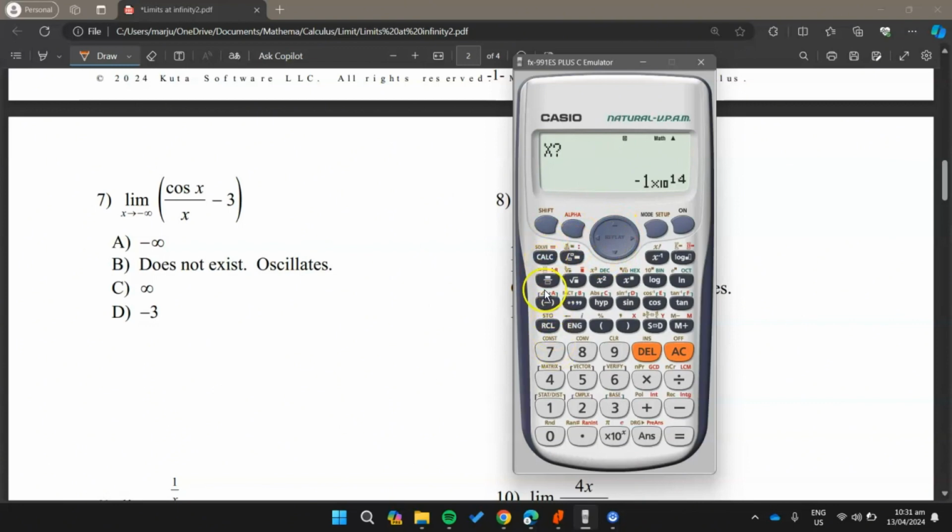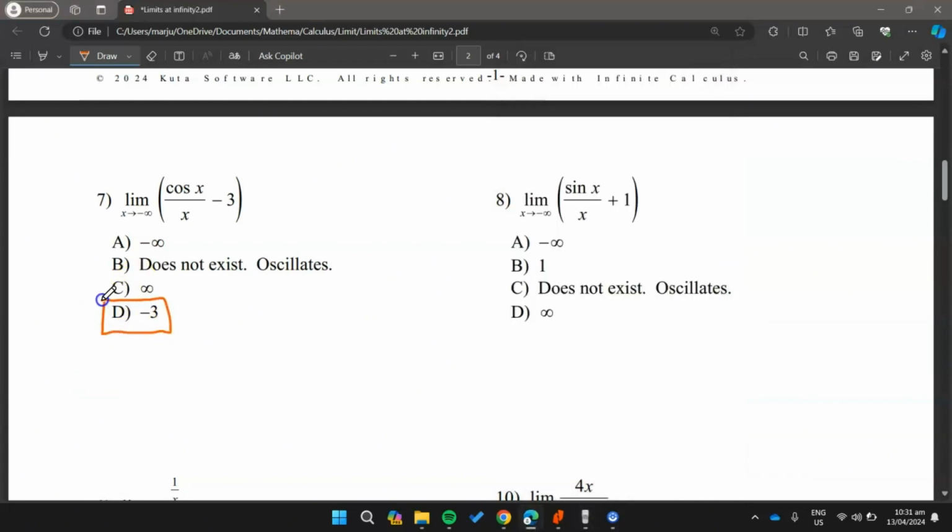So, negative, negative, let's say that one. Alright. So, again, we are approaching towards negative 3. Now, the same is true with number 8.